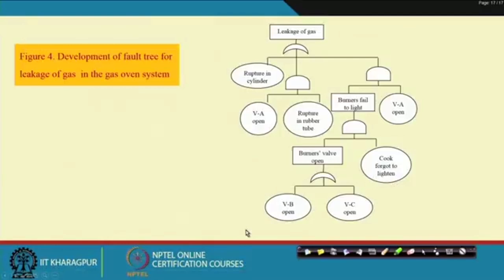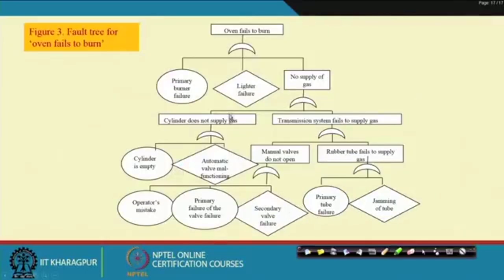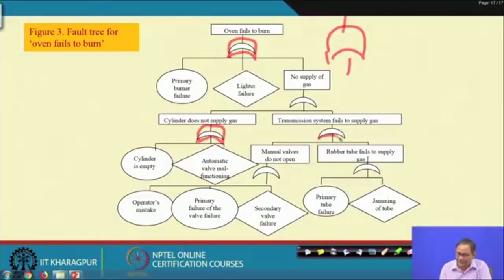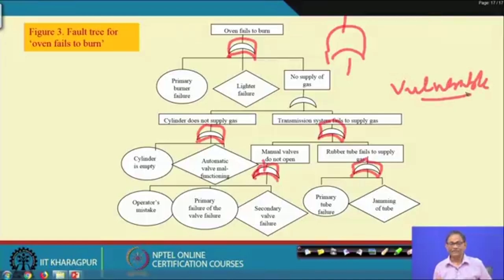Okay. For the same thing, you develop the case of leakage of gas. If you see here, we are using only OR gates. These symbols are OR gates, just from the drawing point of view. So, the more OR gates there are, that means any basic event that occurs will lead to the top event. So, it is a vulnerable system; the top event may occur.